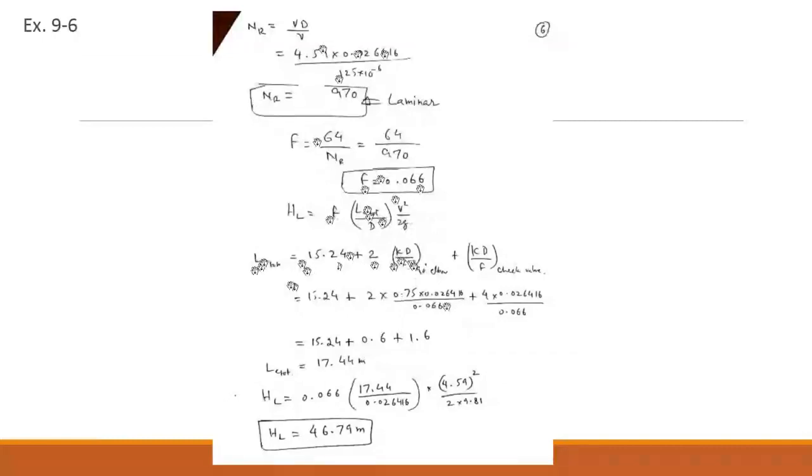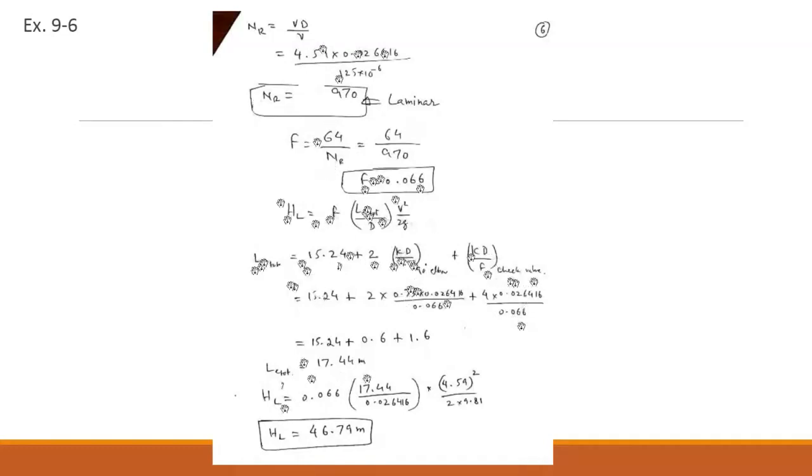So K is 0.75 as given, D is the internal diameter, and f is the value that you just found, which is over here. Okay, so K is given, diameter remains the same, and f, of course, is 0.06, the friction factor for the entire circuit. When you simplify, you get LE total, meaning total equivalent length, equals 17.44 meters. This is the total equivalent length because of the pipes, the fittings, and the valves.